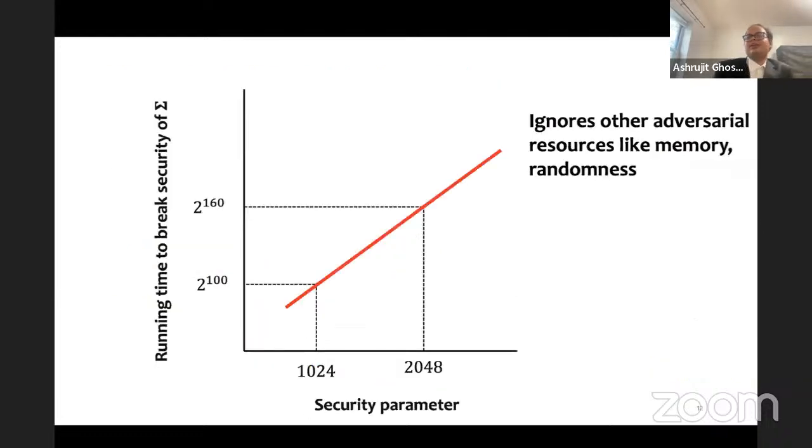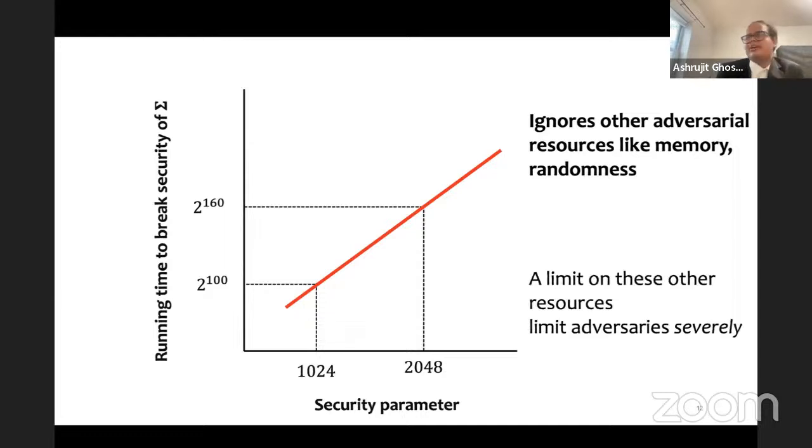For example, in an earlier slide, I showed you that one thing that influences the choice of security parameters is the running time of the best possible adversary that breaks a cryptographic system. This approach usually ignores all adversarial resources other than running time. And this is not ideal because often other resources like memory, randomness, etc. are also limited. And limiting them often has severe consequences on what an adversary can do.